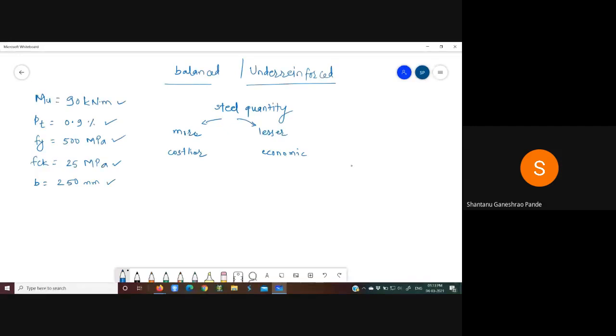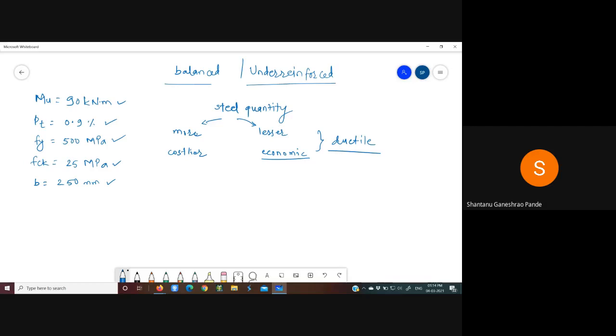Whereas if you design an under reinforced section, this will give you an economic solution because it will have lesser quantity of steel compared to a balanced section. Also this will give you a ductile mode of failure of the RC section. So that's why as an engineer, all the time you should look for design of an under reinforced section. If you are designing an under reinforced section, you will have to compare Xu max and Xu. Xu should always be less than Xu max.